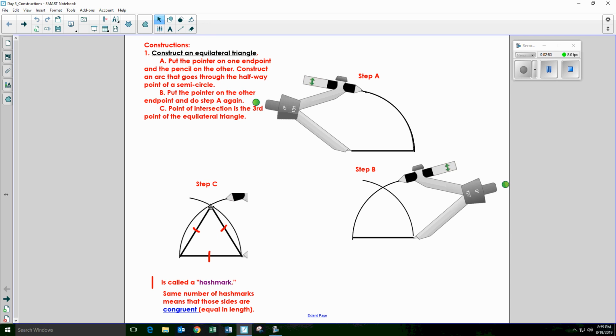So the last thing you do is you take your ruler and just connect them to the endpoints of this segment right here. And now we have an equilateral triangle. It should be very simple. 2 steps. One arc here, turn it around, arc there, and then just connect them with the ruler with the intersection and the 2 endpoints. All right, so that's an equilateral triangle.